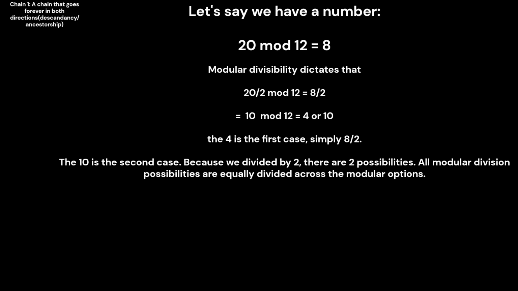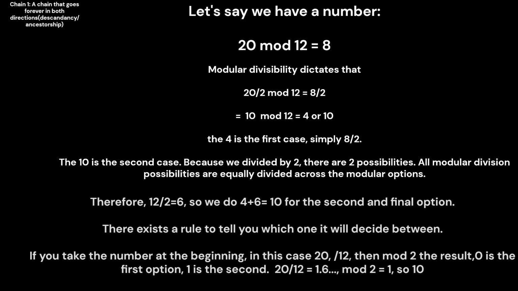First, because we divided by 2, we need to split the mod 12 into 2 pieces. So we do 12 divided by 2, which is equal to 6. Then we add this split onto the first answer we got. So 4 plus 6 is equal to 10, and that's how we get 10.